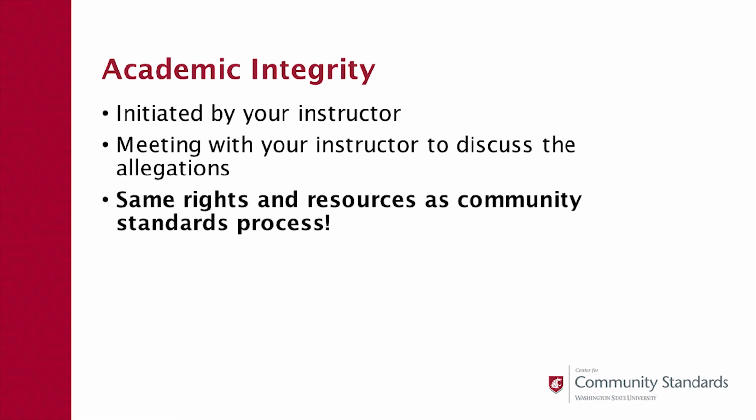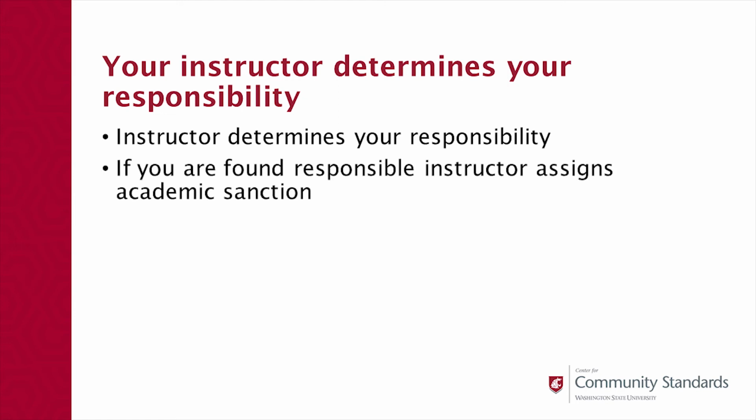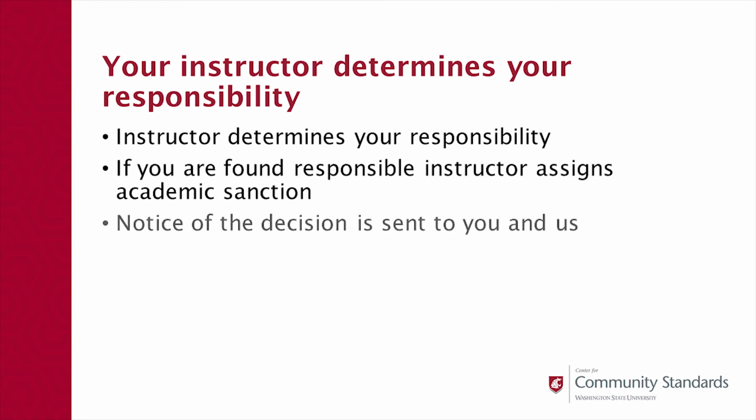You have access to the same rights and resources in the academic integrity process as you do in the general community standards process. So things like conduct advisors, informational sessions, and language interpreters are all available to you. Your instructor will determine your responsibility and the academic sanction according to course policies. To determine you are responsible, the instructor must decide that you, more likely than not, violated academic integrity policies. The instructor will send you and the Center for Community Standards a notice of their decision, including the information that they used in their decision-making process.